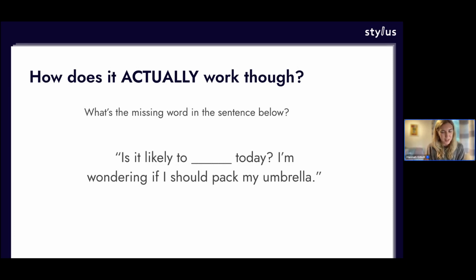So why are we all thinking rain? Well, we're using the context to come up with that information. We know that it's something to do with taking an umbrella. We know that it's a form of weather that would require an umbrella. And the most commonly referenced weather that would require one to carry an umbrella is rain. Some of you might have thought of things like, is it likely to drizzle today? Is it likely to storm today? Probably we've gone for the most simple example, which is rain.